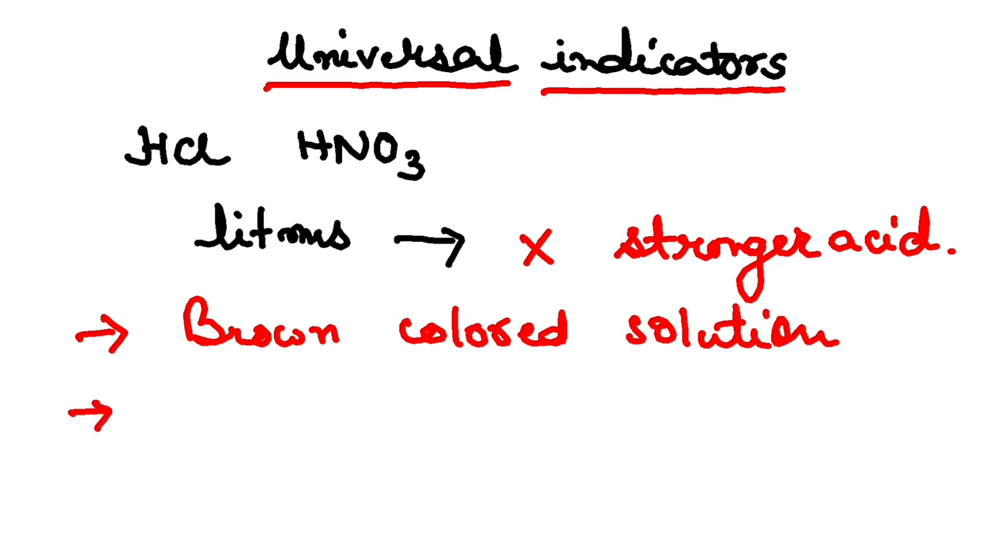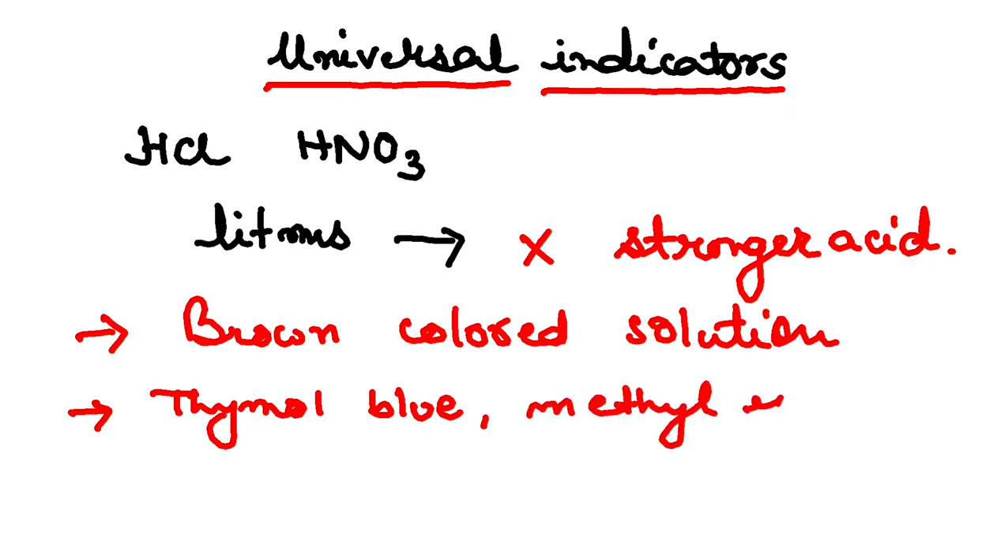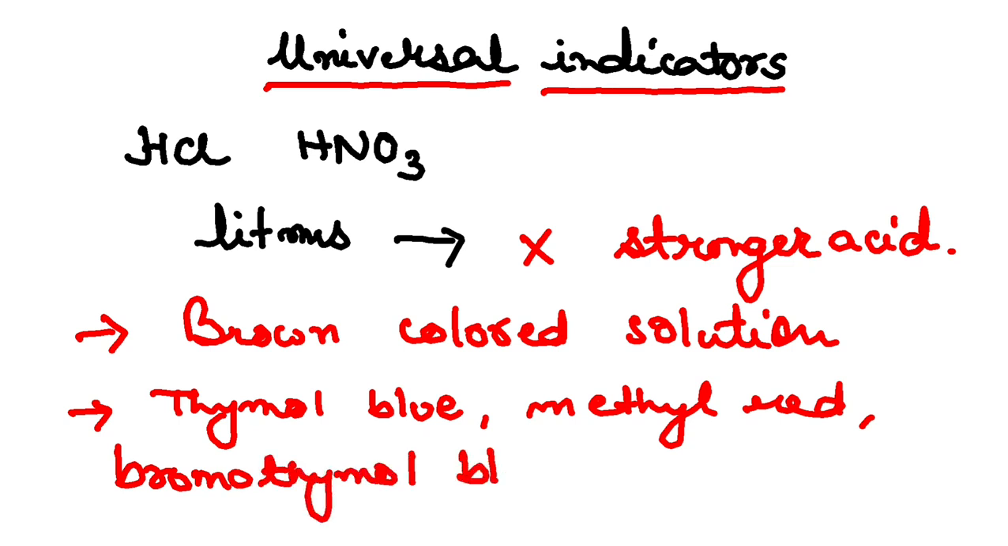I'll write the names for you. First one is thymol blue. Alright, these are different kinds of chemical compounds. Second one is methyl red. Okay, next is bromo, which comes from bromine, so bromothymol blue, and the last but obviously not the least is phenolphthalein. We have discussed phenolphthalein in a previous video. So basically a universal indicator is composed of all these 4 components, and ultimately it's a brown colored solution.